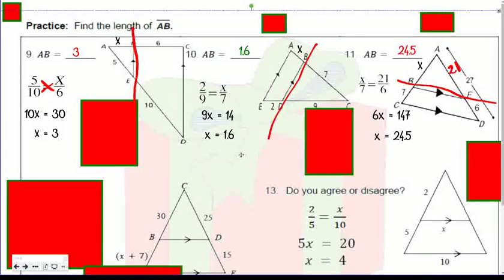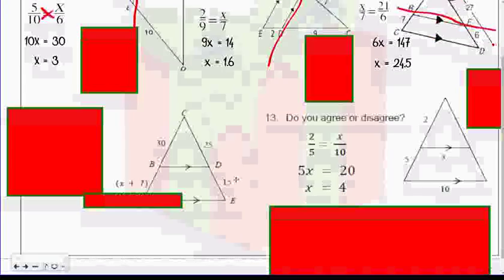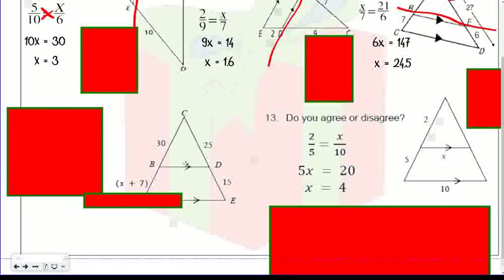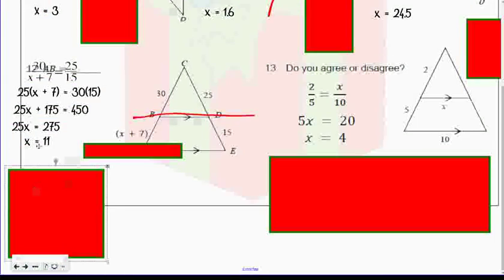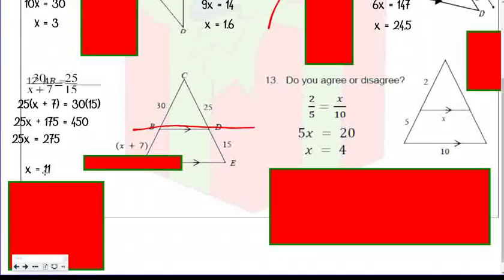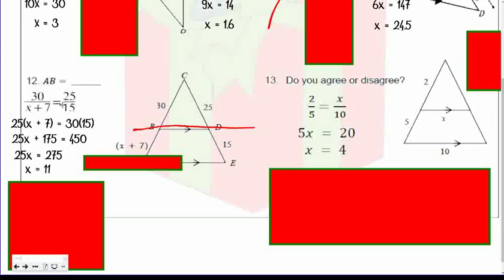Okay. All right, so let's do this one here. See how it's already set up again? Like I said, if you extend that piece, it's already set up for you. So you get 30 over x plus 7 and 25 over 15. So when you cross multiply, you're going to get 25 times x plus 7 and 30 times 15.